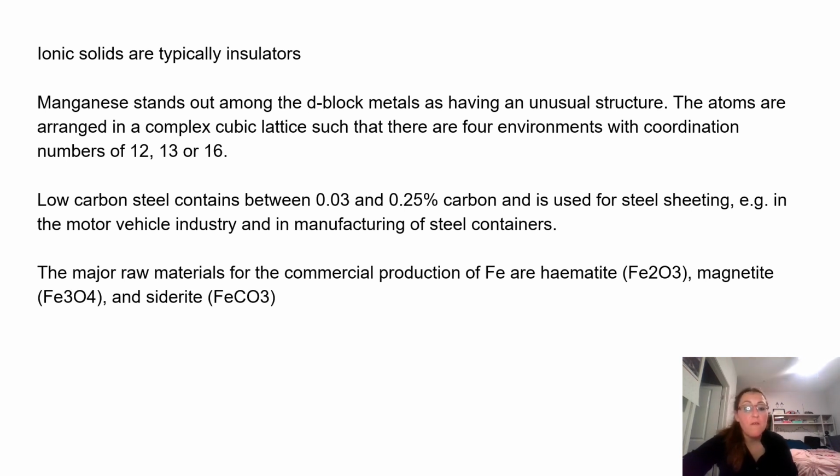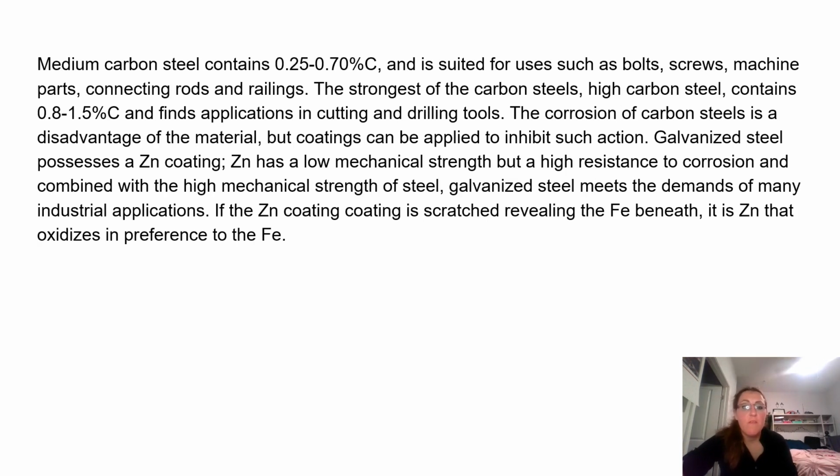The major raw materials for the commercial production of iron are hematite, Fe2O3, magnetite, Fe3O4, and siderite, FeCO3. Medium carbon steel contains 0.25 to 0.7% carbon and is suited for uses such as bolts, screws, machine parts, connecting rods, and rails. The strongest of the carbon steels, high carbon steel, contains 0.8 to 1.5% carbon and finds applications in cutting and drilling tools.